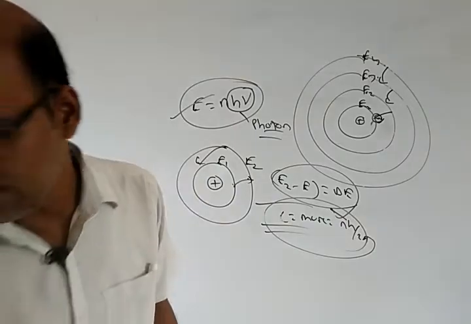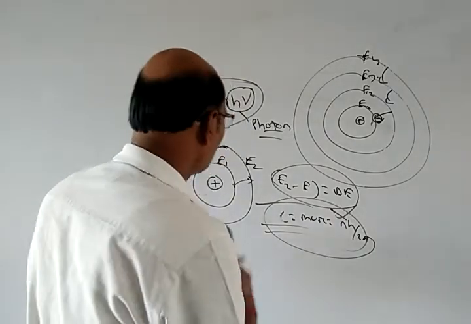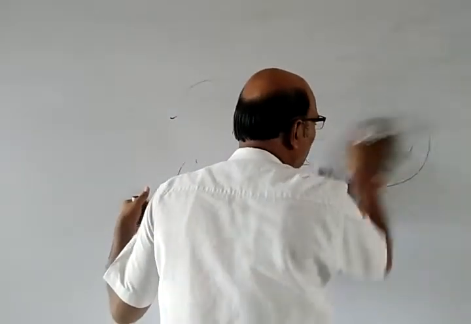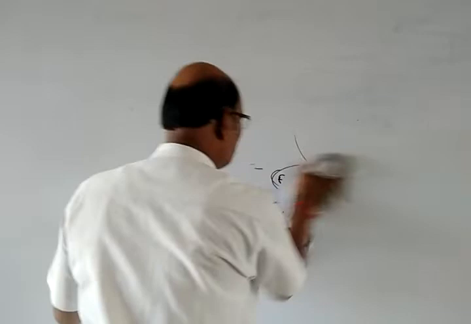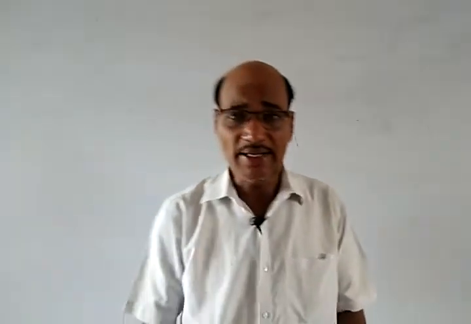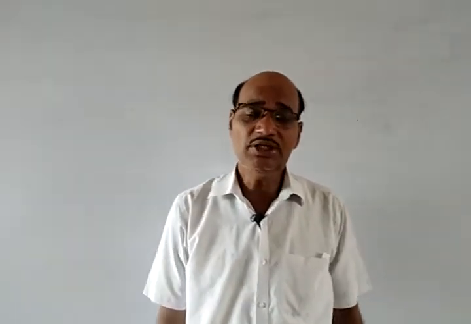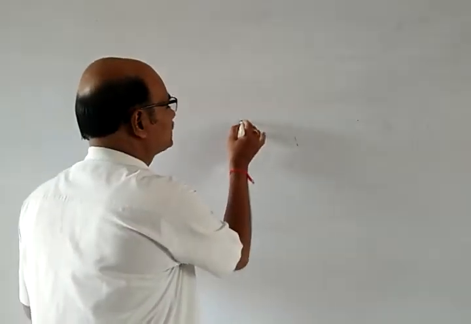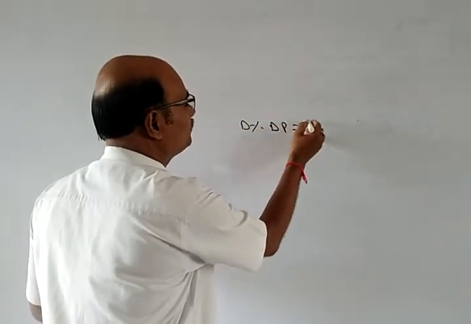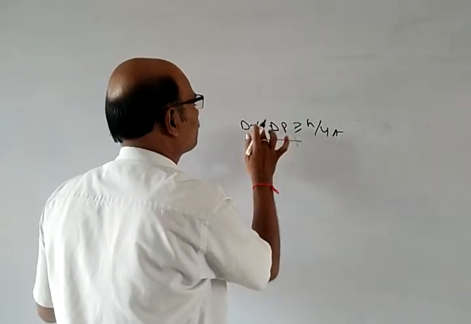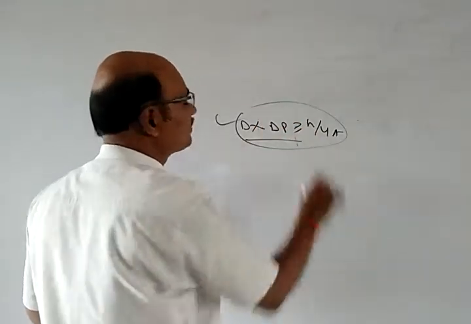Then after that Heisenberg came. Heisenberg said it is impossible to calculate the position and the momentum of a microscopic moving particle such as an electron simultaneously with accuracy. That means at a time you cannot calculate the position and momentum both accurately. So delta x into delta p is greater than or equal to h by 4 pi. This is given by Heisenberg.